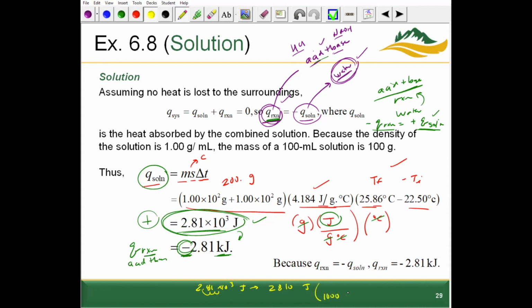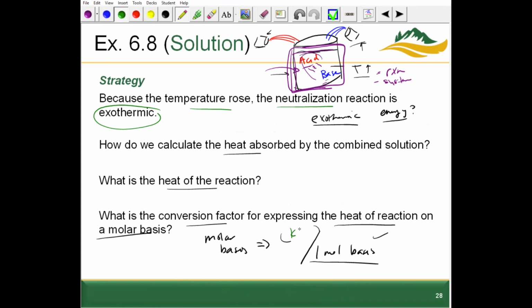There are 1,000 joules in 1 kilojoule. So now we know the reaction itself lost this much heat or released this much heat. It released this much energy in the form of heat. So now we know how many kilojoules, but we need this on a per 1 mole basis.